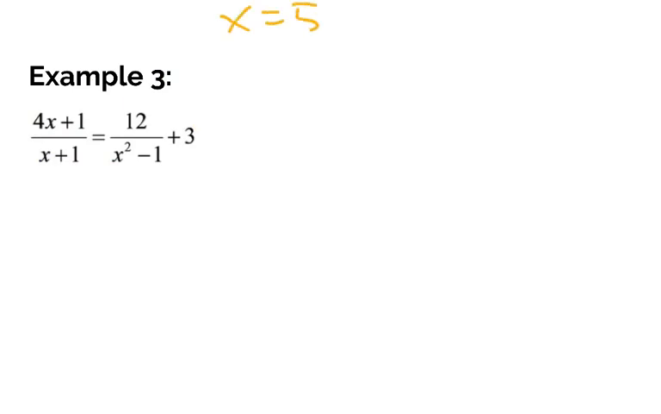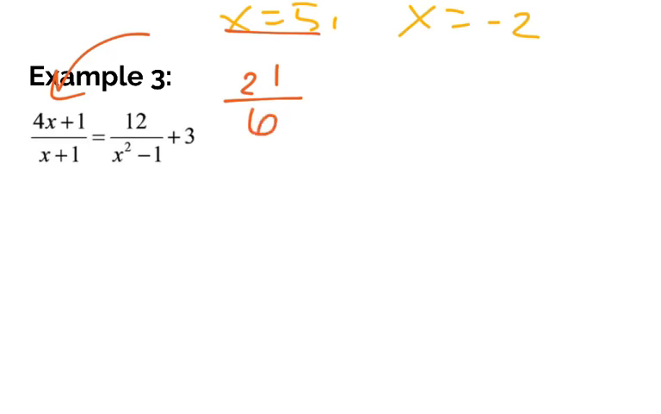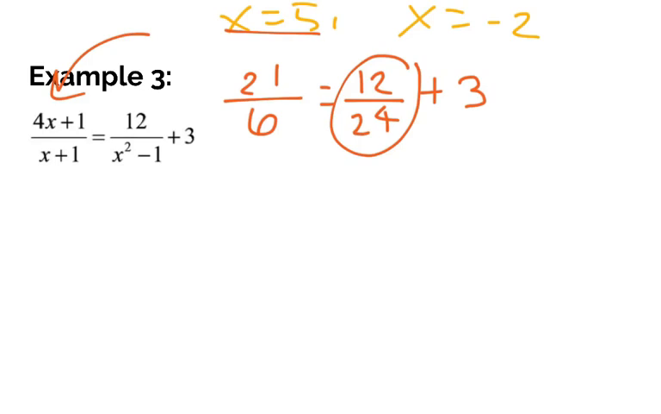Alright, so I'm checking x equals 5 and x equals negative 2. For x equals 5, let's do this one first. 4x plus 1 would be 21 over 6 equals 12 over x squared, which is 25, minus 1 is 24, and then plus 3. Well, I know that 12 divided by 24 is just 1/2. So this side over here is 3.5. And then just get your calculators out and verify that 21 over 6 is 3.5, and it is. So I know that x equals 5 works.